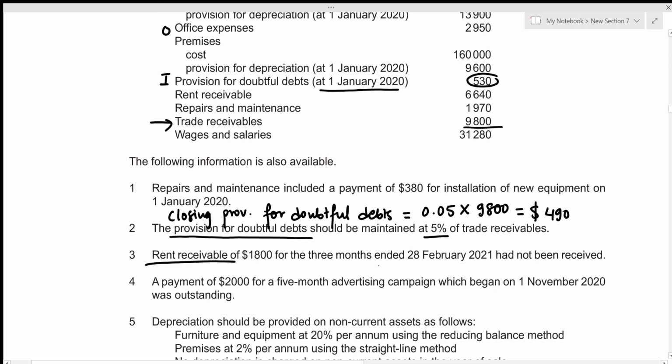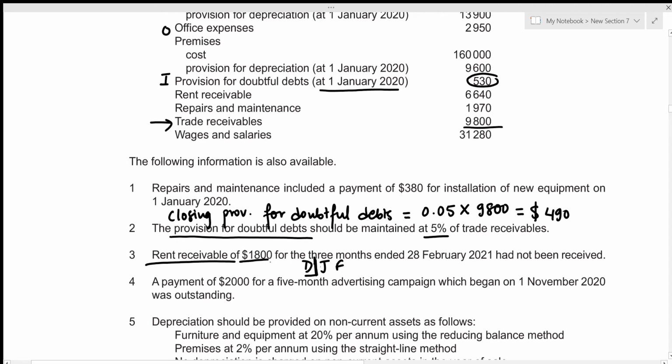So rent receivable, let's look at rent receivable is given right here as well, of 1,800 for the 3 months to the 28th February 2021 had not been received. So this 1,800 corresponds to the 3 months. So 3 months will be, the first one will be February of 2021, then January of 2021, and December of 2020. And we're making an income statement for the year ended 31st December 2020, meaning that we'll only record the incomes and expenses within the dates of 1st January 2020 and 31st December 2020. So we do not include all the amount for the 3 months. We only include the amount for the month of December, which means only 1 month.